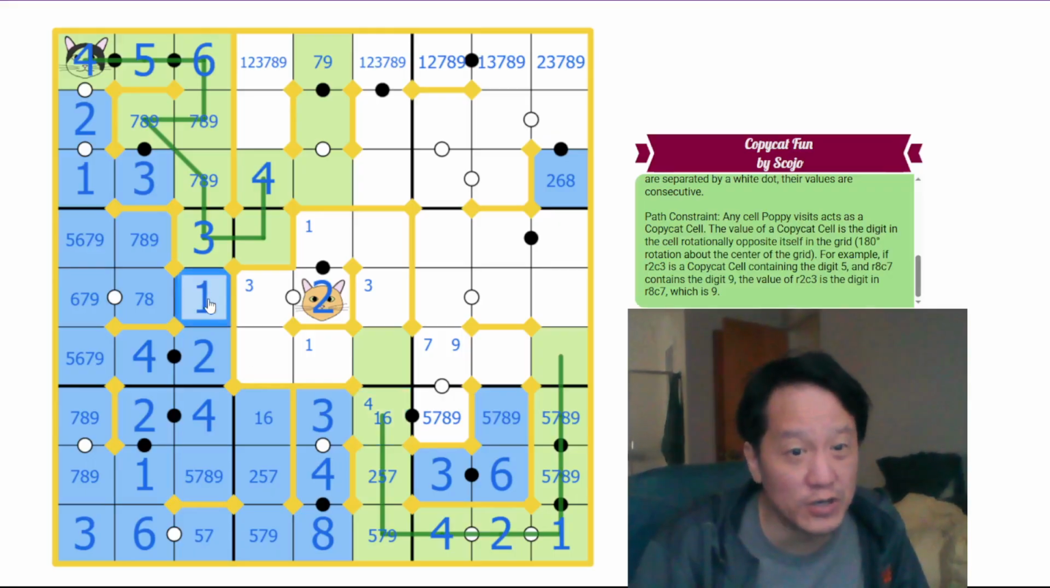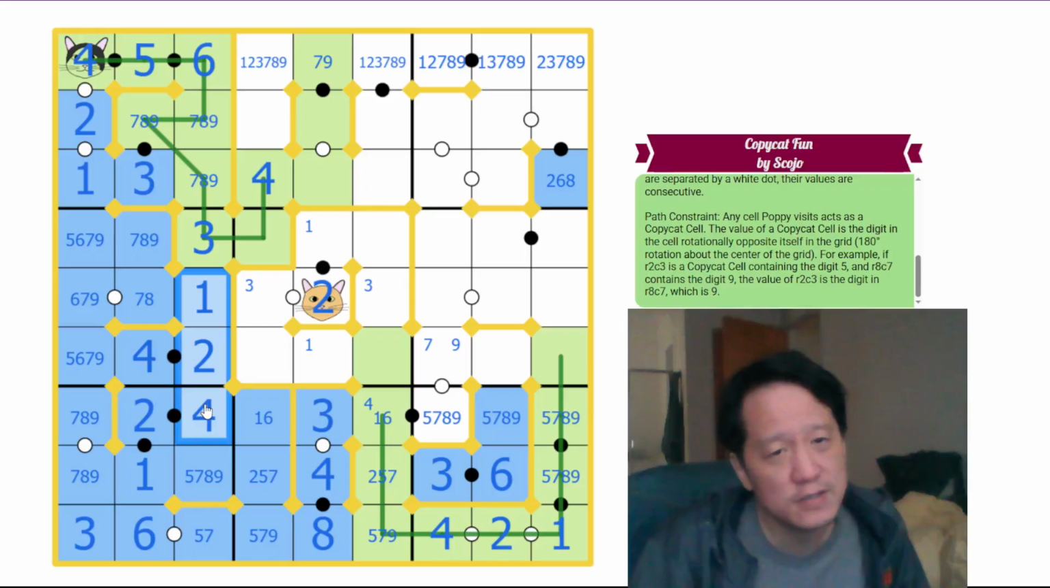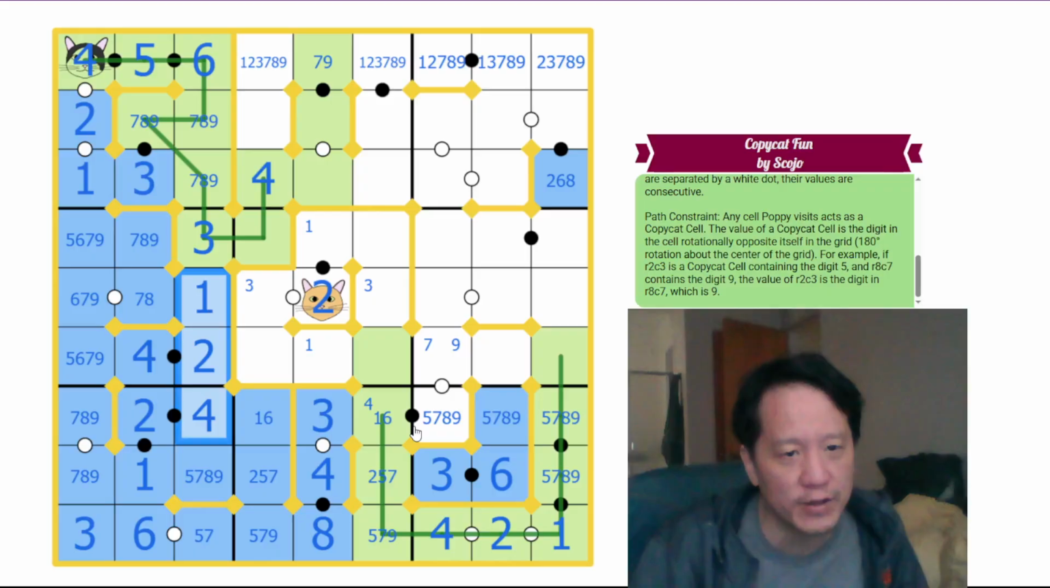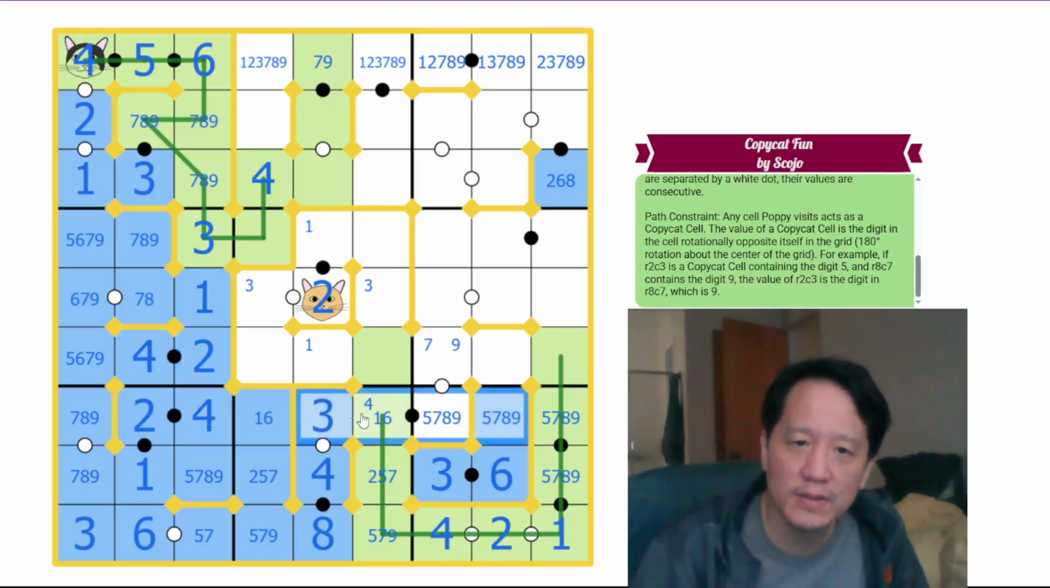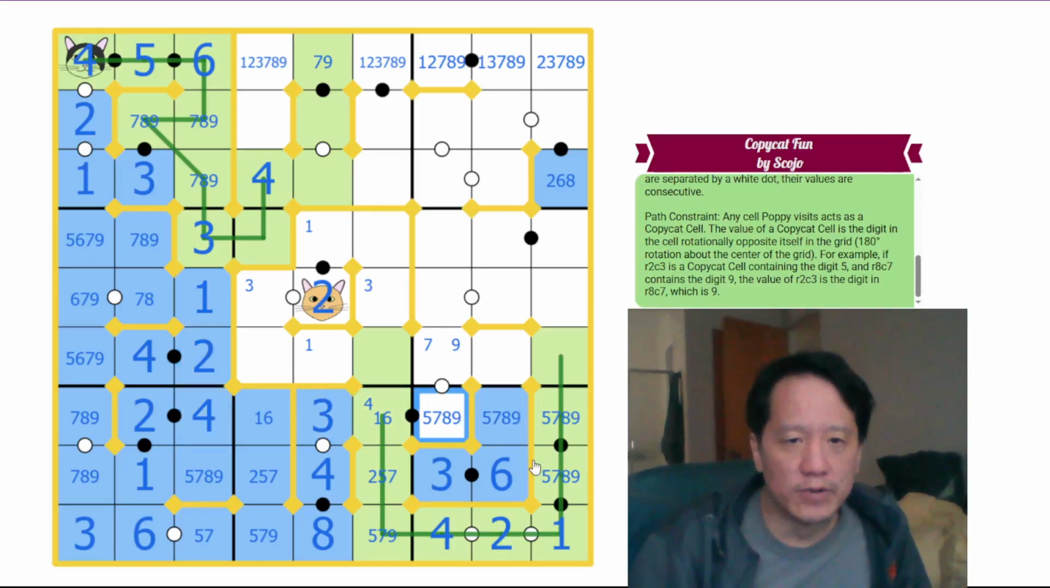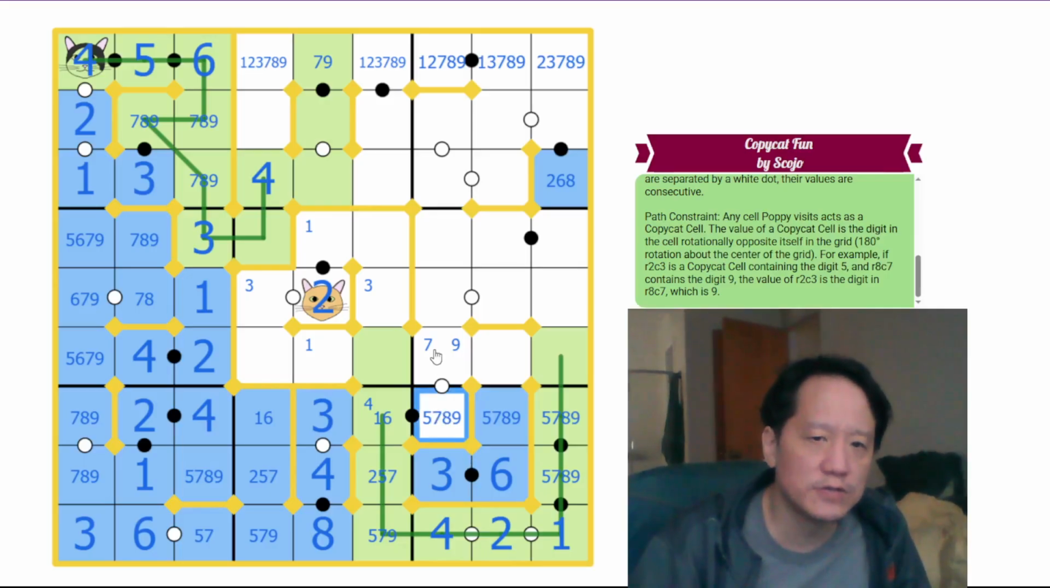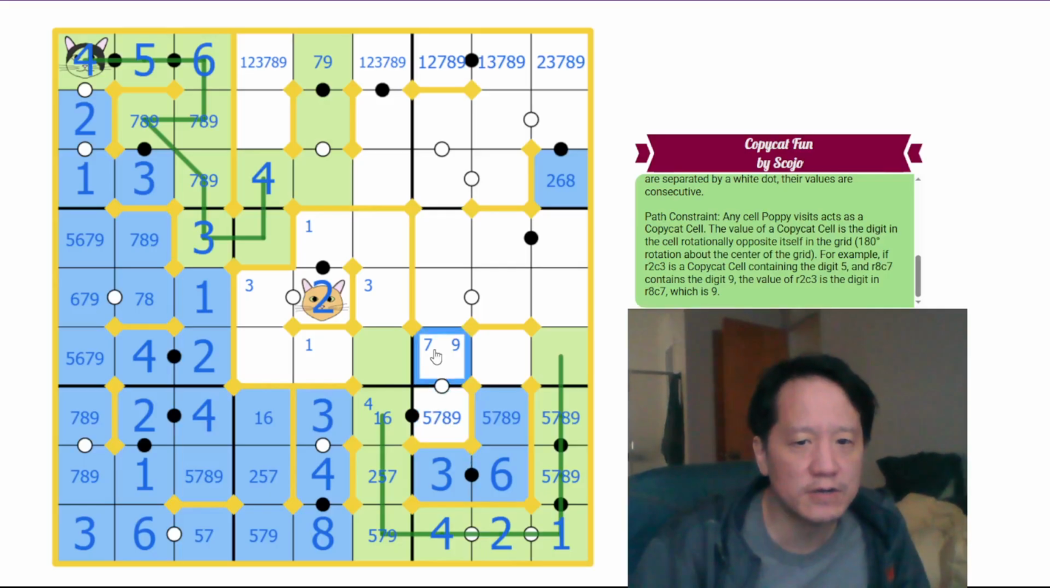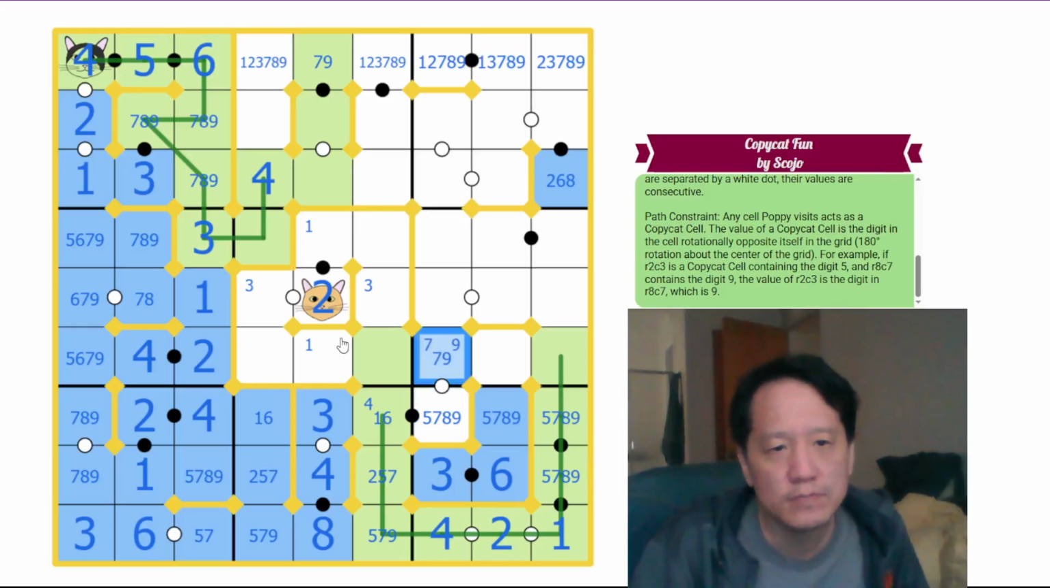This is still kosher. Huh. This is starting to look like it might be the solution path. Anyways, this has to have a value of 8. So this has to have a value of 7 or 9. This is not a value of 7 or 9, so it has to be an actual 7 or 9 here.